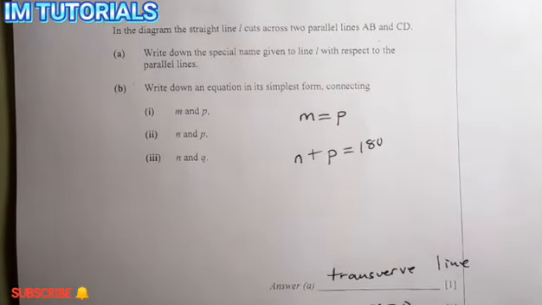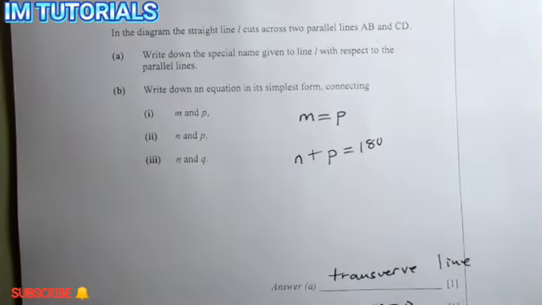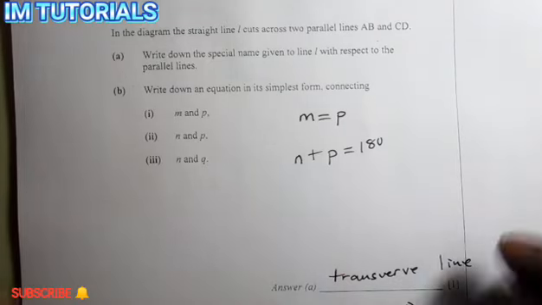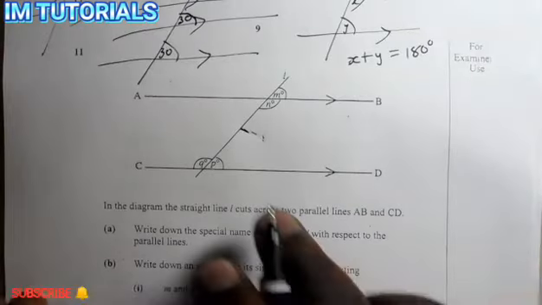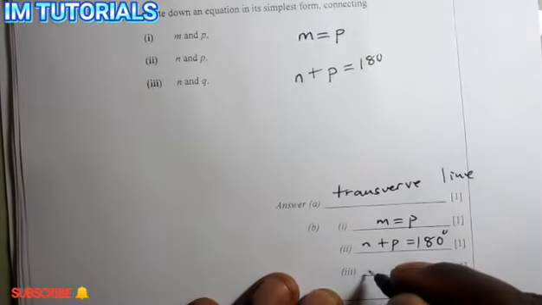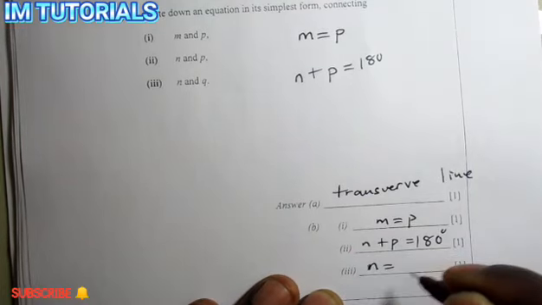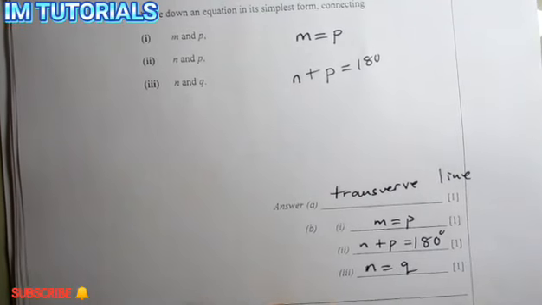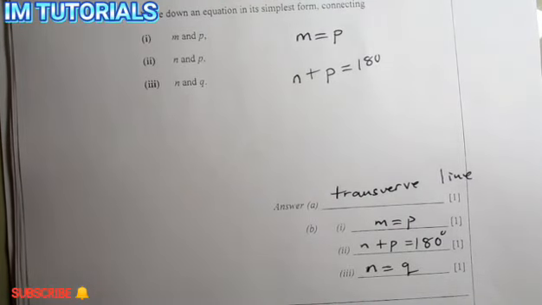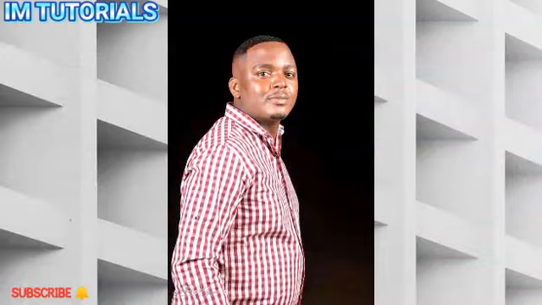So you can notice that angle N and angle Q are alternate angles or Z angles, right? Hence, they must be equal to each other. I hope you are listening, class. So, I'm going to write N is equal to Q. Then you get yourself the 3 marks. So, let us move on to the next question, which is question number 3.